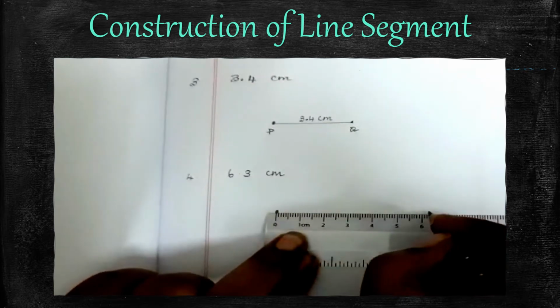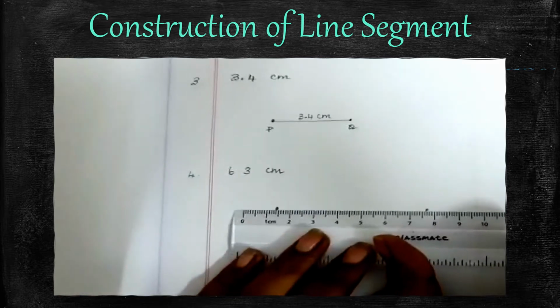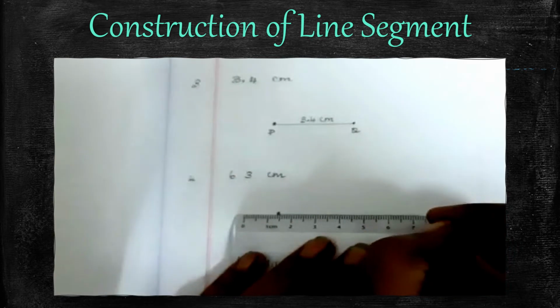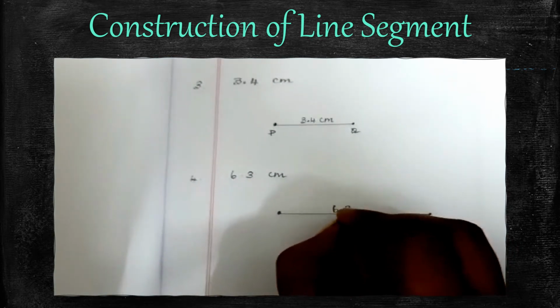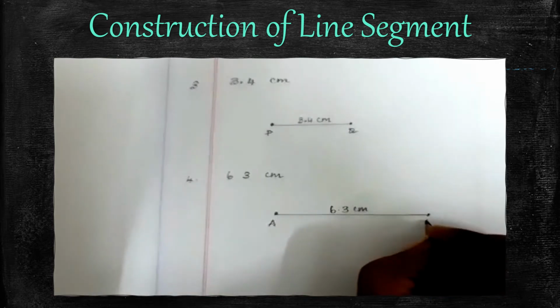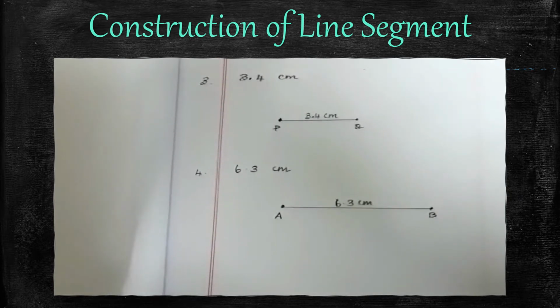Now join these two points using a ruler. 6.3, and again let us name the line segment like A, B, any capital alphabet letter. Understood how to construct a line segment?